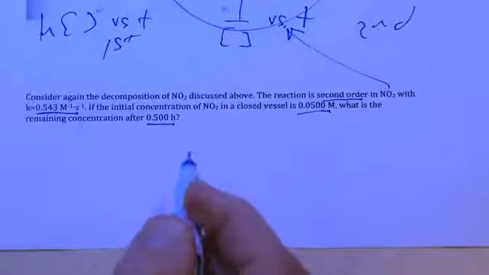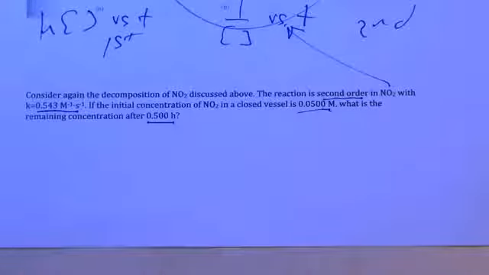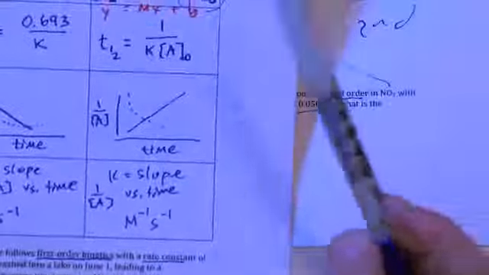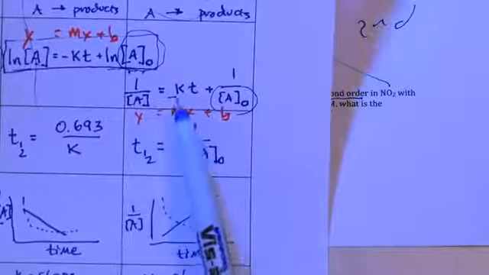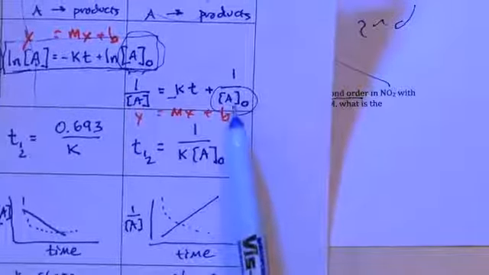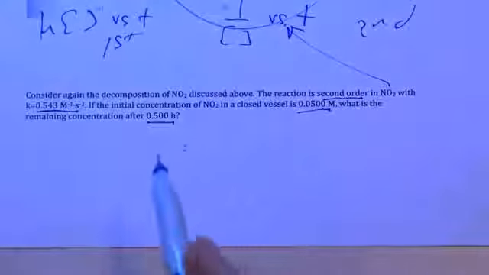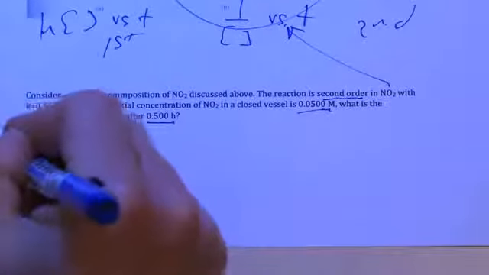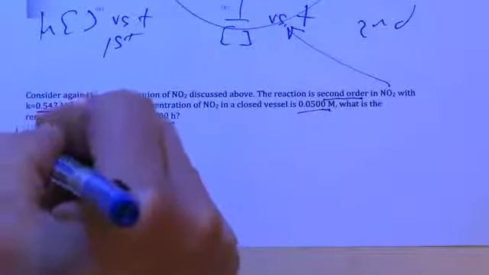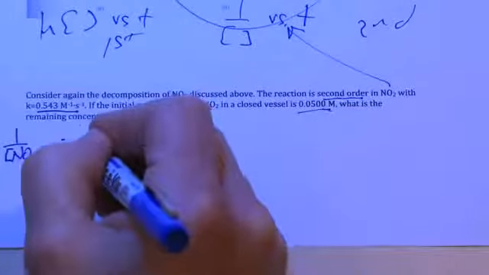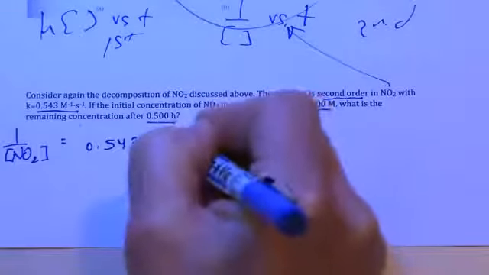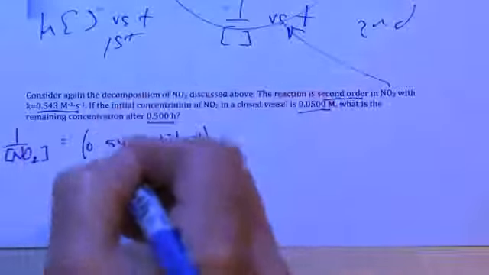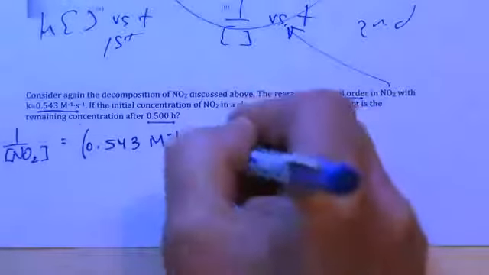Half an hour is 0.5 of an hour. So the second order integrated rate law equation, if you forgot what it was, is right here: 1 over concentration is equal to kt plus 1 over the original concentration. So 1 over NO2 would be equal to k, which is 0.543 molarity to the negative 1, seconds to the negative 1. Remember, that's positive now, times the time.